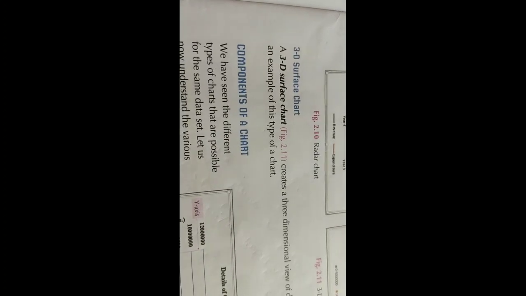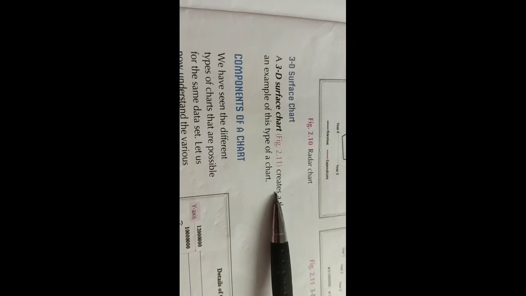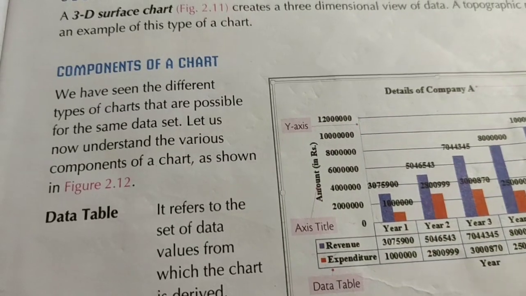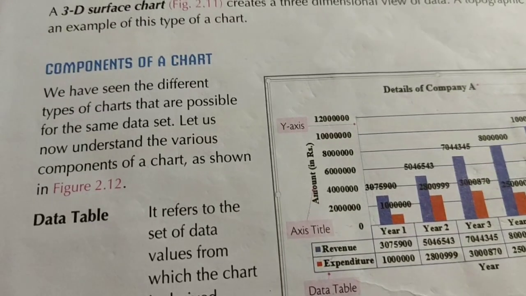Now comes the 3D surface chart. I already explained the 3D chart, that is the bar chart. It is the same as the bar chart, only a 3D bar chart. Okay, this is the diagram. This one also I will show you in practical. There is nothing to explain here, and the example is the topographic map, which is an example of this 3D surface chart.